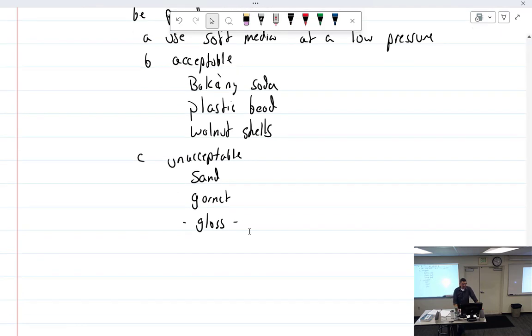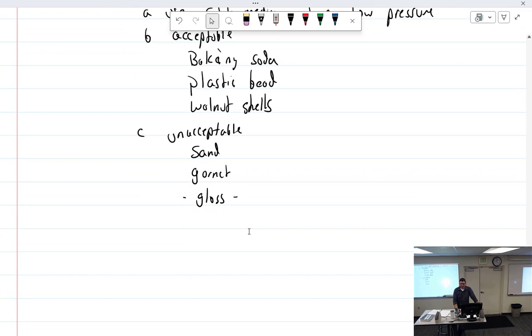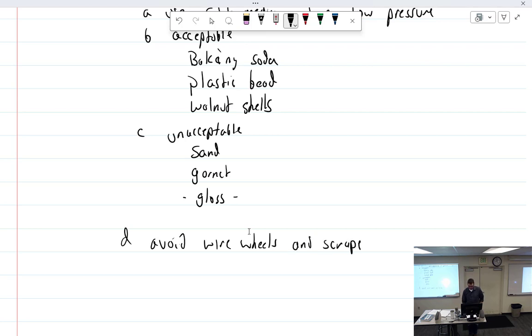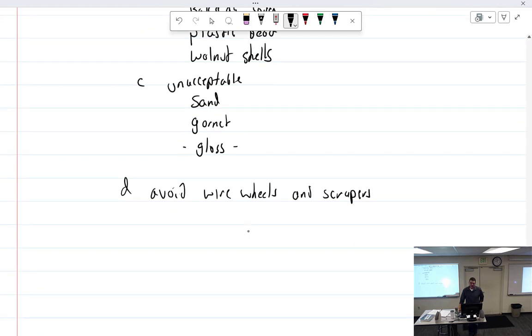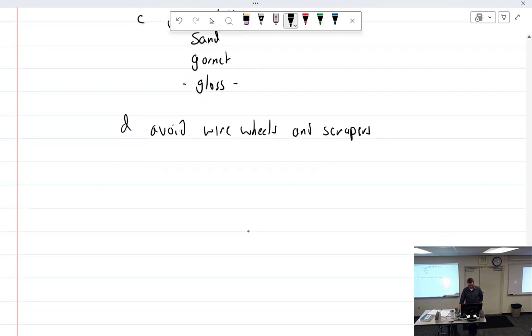If you use glass on a piece of 2024 T3 or something, you'll actually just destroy that piece of metal. It cannot handle the glass. It'll warp it out and do all kinds of nasty stuff. Let's see, avoid wire, for the same reason, we're going to avoid wire wheels and scrapers. Especially powered scrapers. So we don't want to peen over or create scratches that are going to give us a bad time.